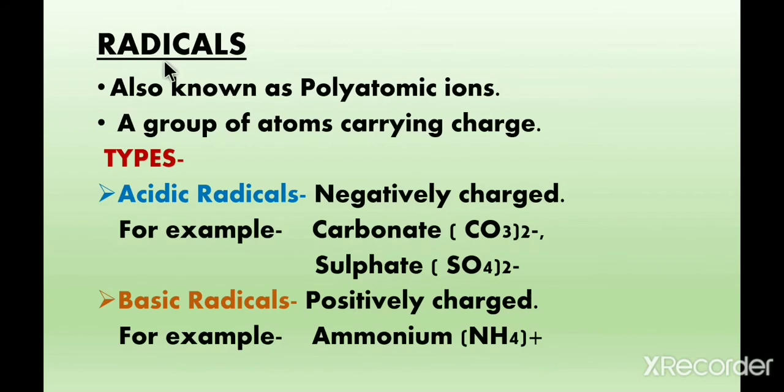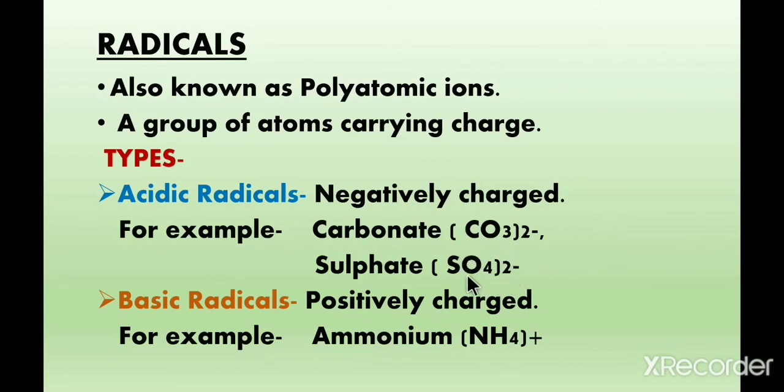Next term is radical. Radical is also known as polyatomic ion. It is a group of atoms carrying charge. These are of 2 types, acidic and basic radicals. Acidic radicals are negatively charged. Students, here you can see carbonate radical having formula CO3 2-. So net charge on it is 2-. Sulfate SO4 2-. So overall charge is 2-.